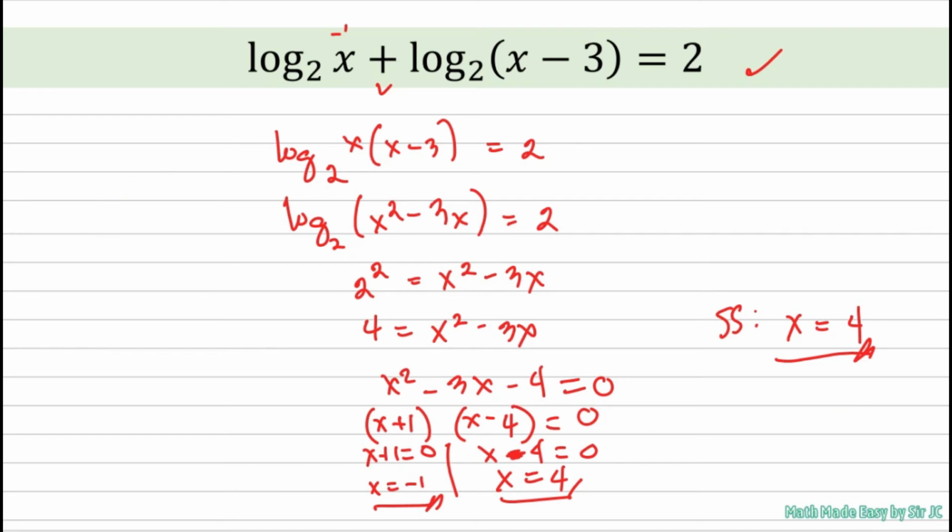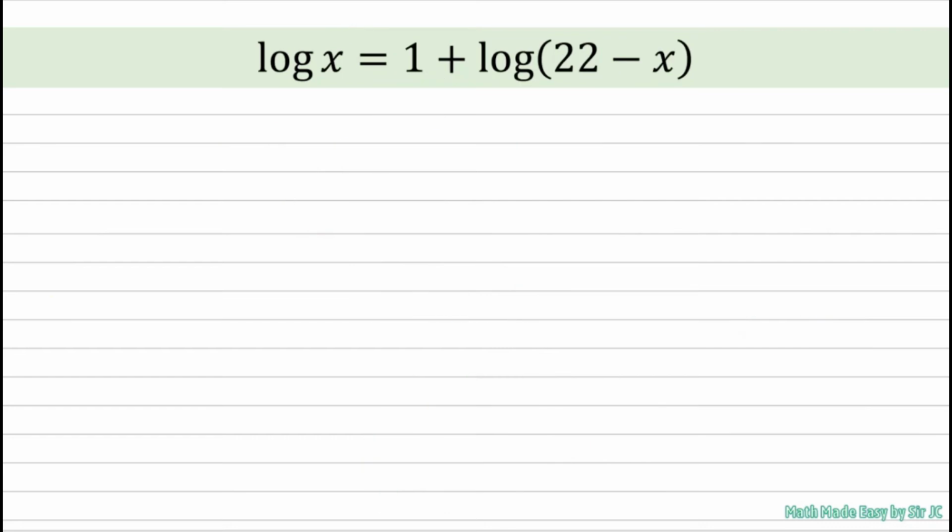Okay, next. How about logarithm of x equals 1 plus logarithm of 22 minus x? As you can see, the base of the logarithm is not visible. This means that the base is 10. This is a common logarithm. So what we are going to do is to combine all logarithms on one side of the equation. So that will become logarithm of x, then transpose this to the left. So minus logarithm of 22 minus x equals 1.